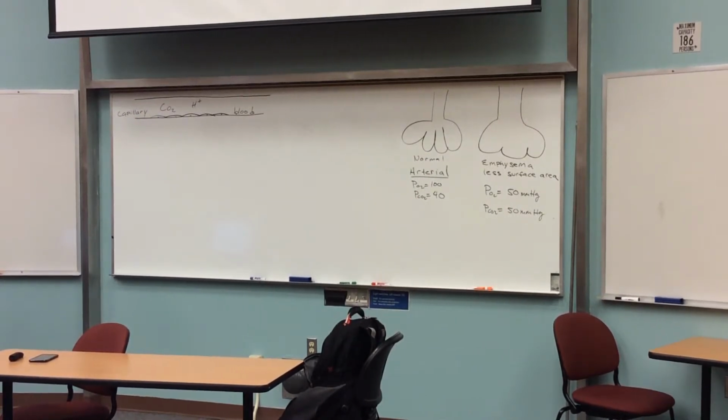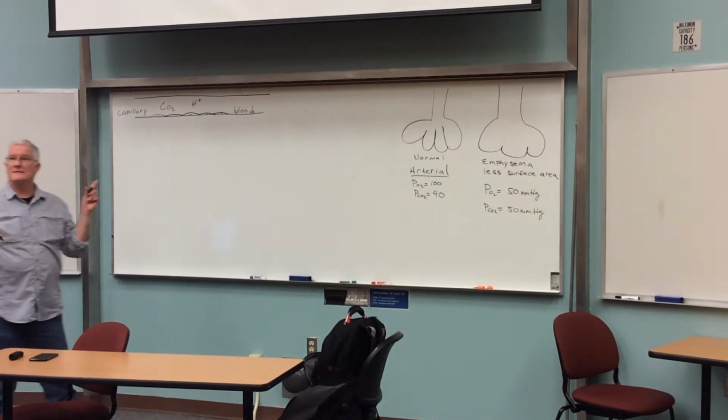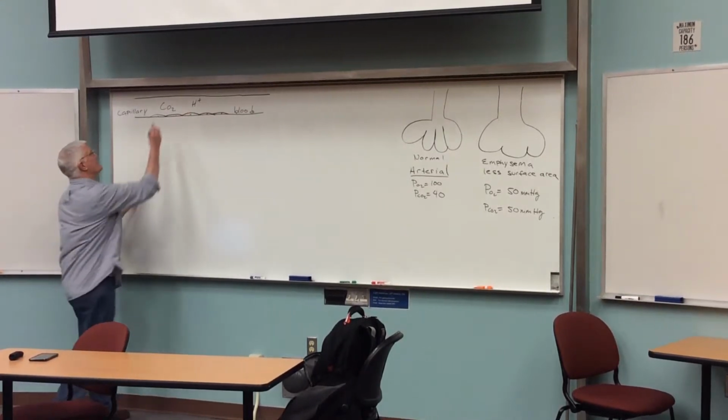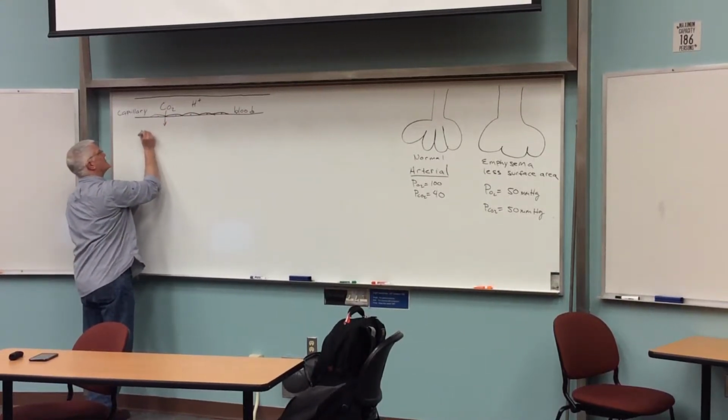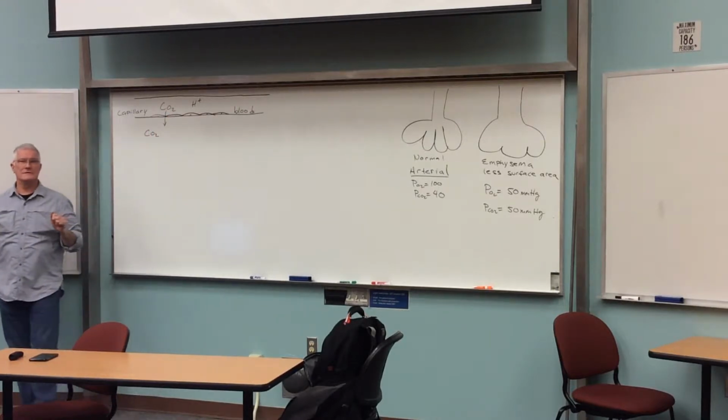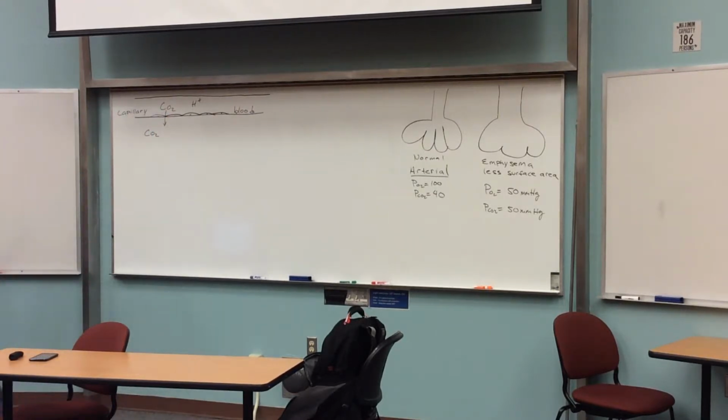Well, you said three things: oxygen, CO2, and hydrogen. Is hydrogen going to diffuse out? No. Why not? Because it has a charge. But why won't hydrogen diffuse out of the blood, when these will diffuse out? Hydrogen is an ion. It has a charge. Remember, charged things do not cross lipid bilayers very easily.